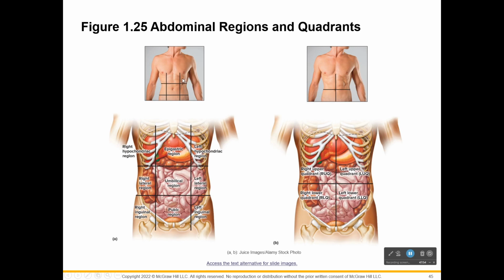Hypo is below, which is confusing because it's the upper one. So don't mess that up. Lateral, remember that means side. So this is the right lateral and the left lateral regions. Your pubic region is going to be down here. I'm glad they cut them off. And then you have your right inguinal region, your hip area, and your left inguinal region.